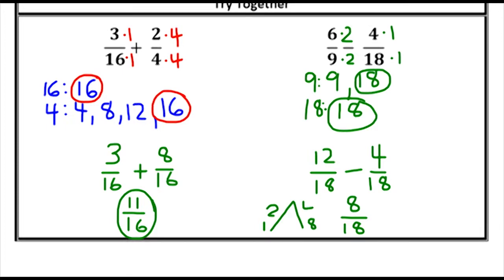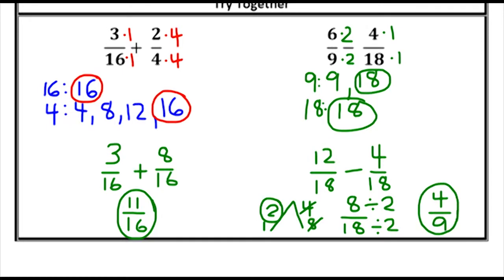18 divided by 8, decimal. 18 divided by 4, decimal. 18 divided by 2 is my smallest factor that goes into both. Greatest factor that goes into both. That's my greatest common factor. 8 divided by 2 is 4. 18 divided by 2 is 9. 4/9 is my answer.